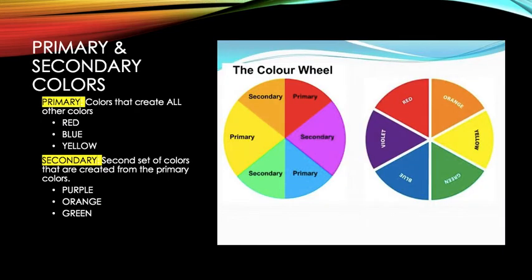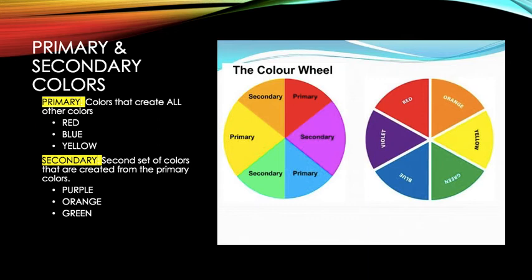These two are back to elementary school, probably your kindergarten, first grade days, and they are primary and secondary colors. Primary colors are the colors that create all other colors on the color wheel. They cannot be created by mixing other colors. The primary colors are red, blue, and yellow. Secondary colors are the second set of colors on the color wheel, and they are created by mixing primary colors.